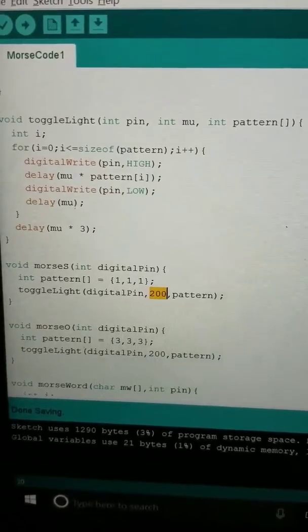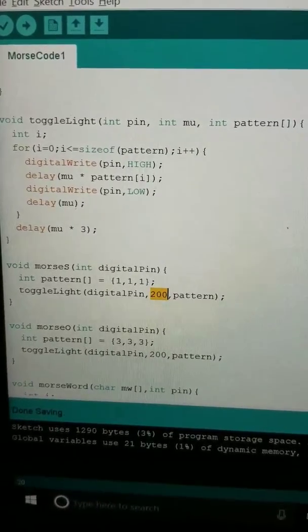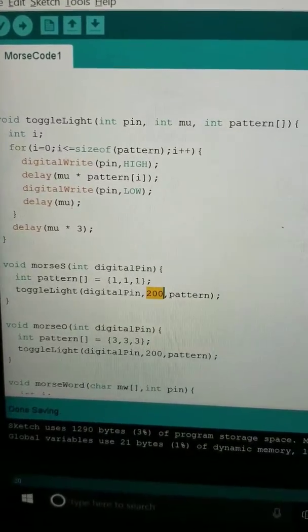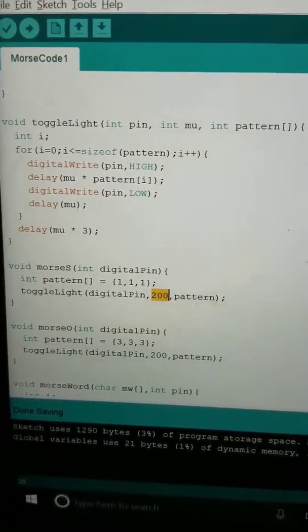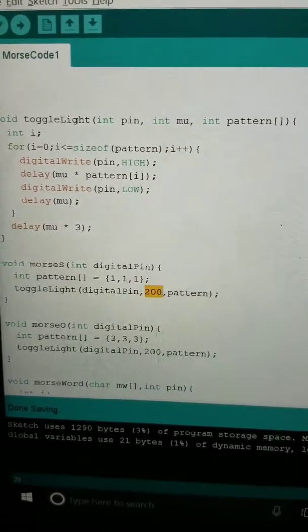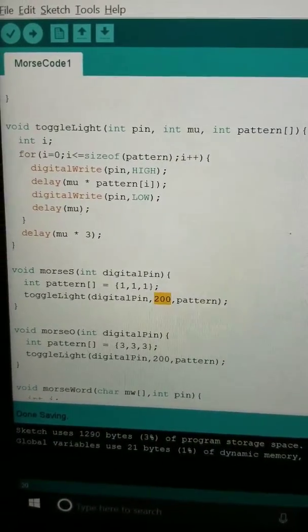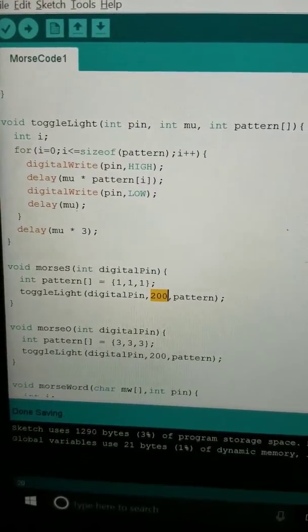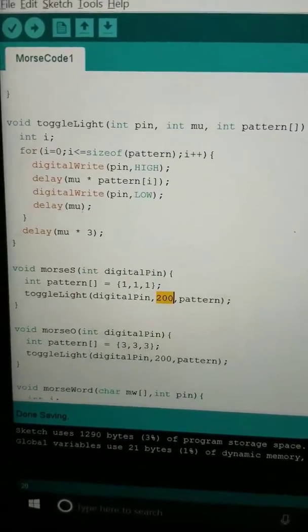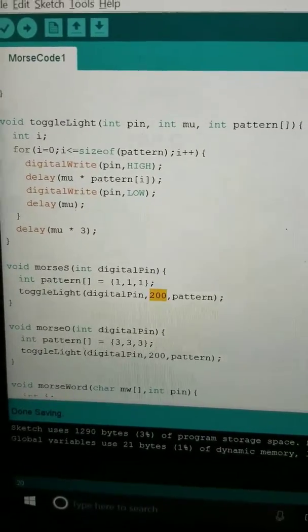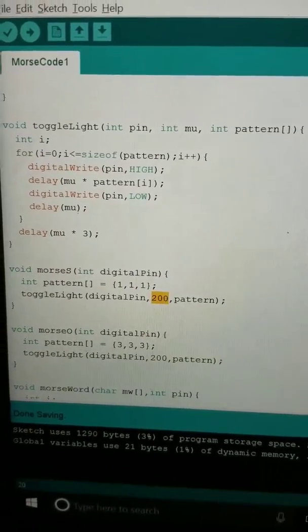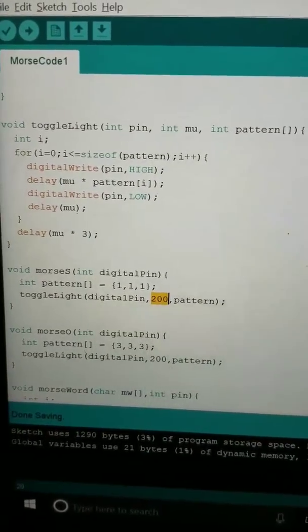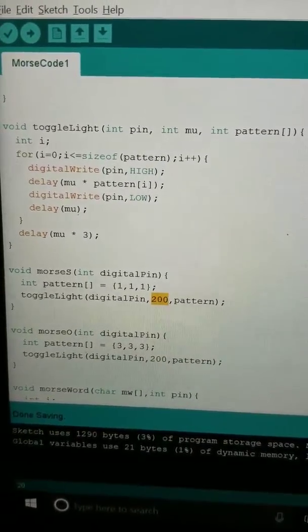A dash is 3 times that unit, so that's the delay that I'm putting there in between letters. And then between words, there's a 7-unit delay. And then in between the parts of the letter, there's a 1-unit delay. So between a dot and a dash, it's 1 unit. Between a dash and a dot, it's 1 unit. But between letters, it's 3 times whatever that unit is. So in this case, 600 milliseconds. And between words, it would be 7 times that. So in this case, it's 1400 milliseconds, or 1.4 seconds.